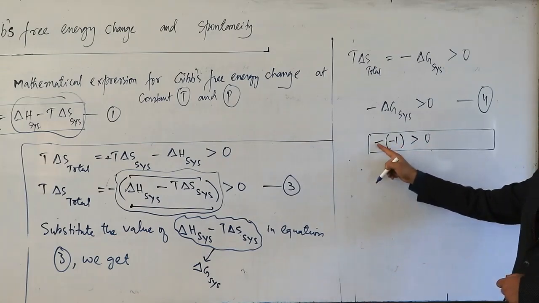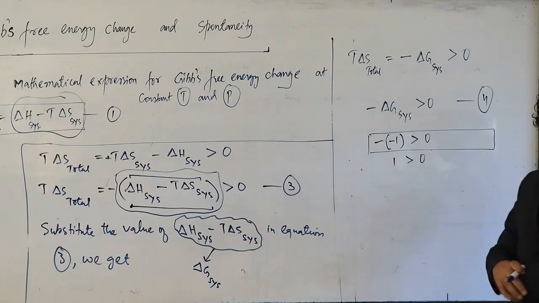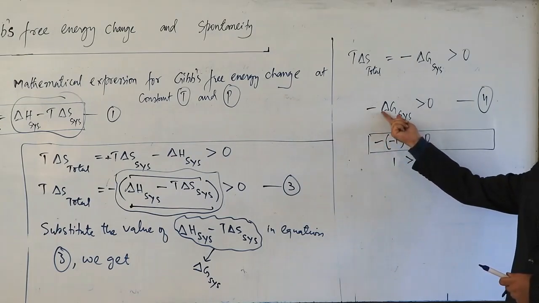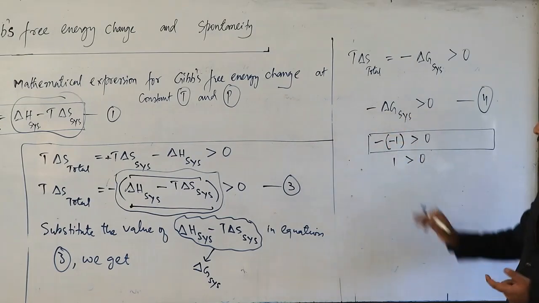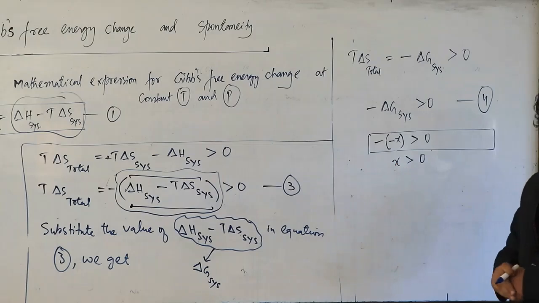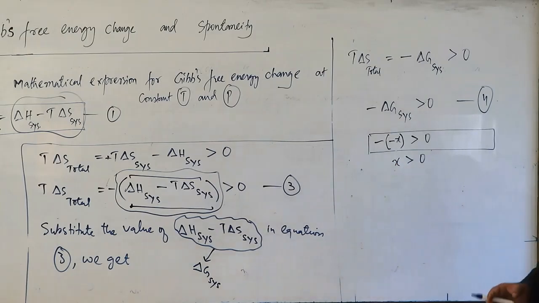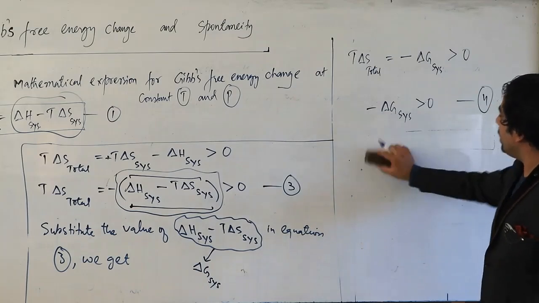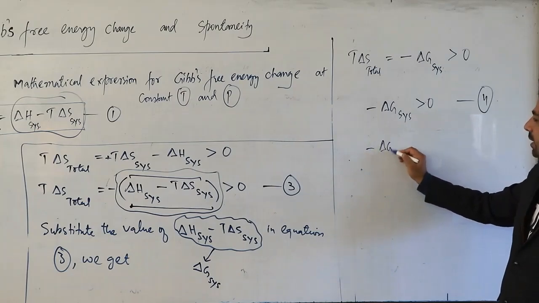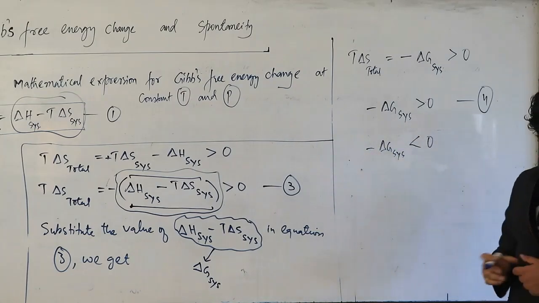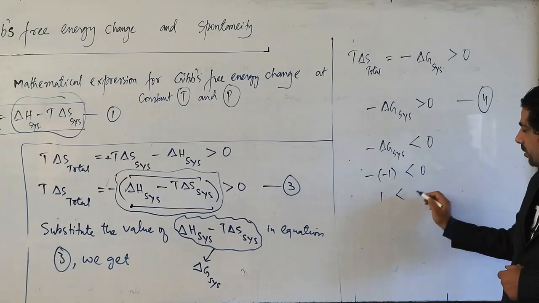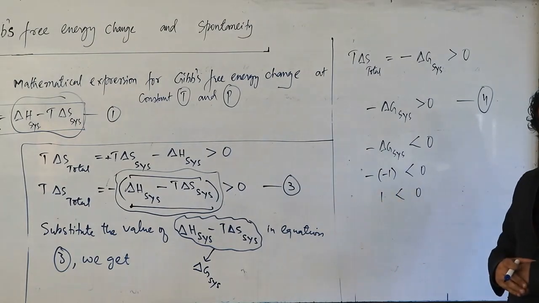Minus into minus is what? Plus. So obviously 1 is greater than 0. I hope you are understanding or not. That means keep this minus outside only. Bring the value of delta G as what? Yes, minus value. You can even keep here minus x. And here you will get plus x, and obviously the plus x will be greater than 0, just like that, my dear friends. Now, after that, if I want to write, can I write minus delta G system is less than 0? No, I cannot write. Why? Because I kept here minus 1, and it will become 1. 1 is not less than 0.